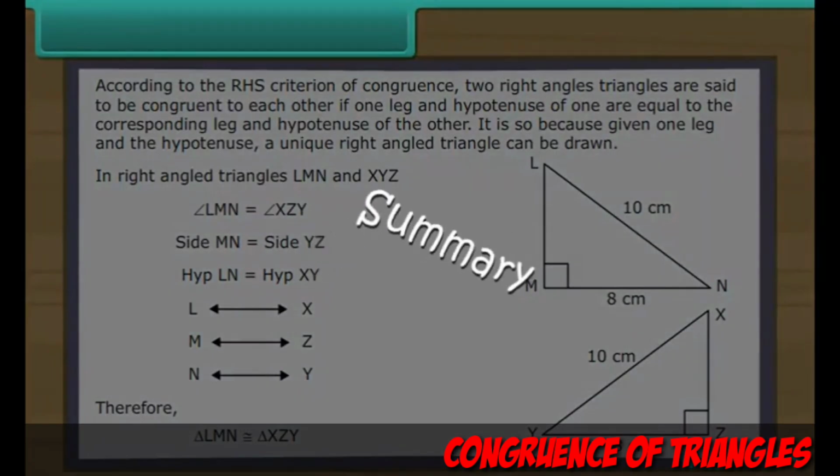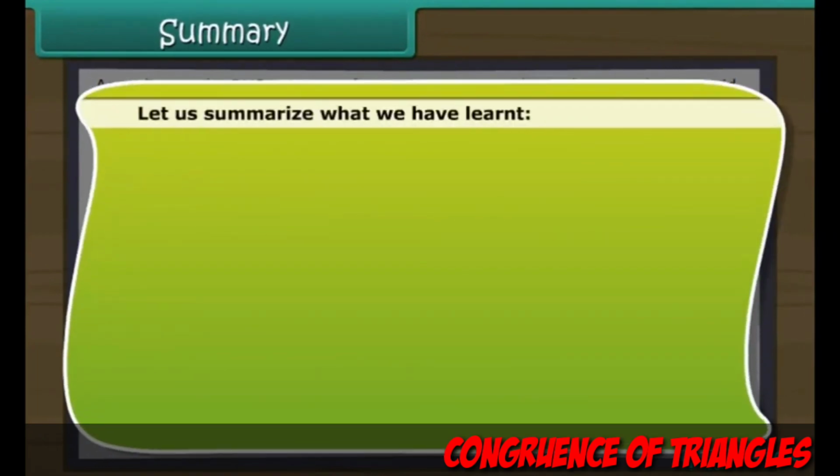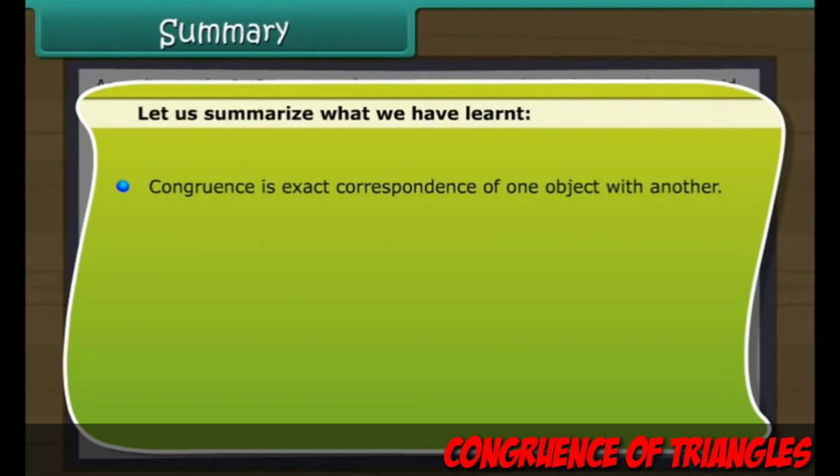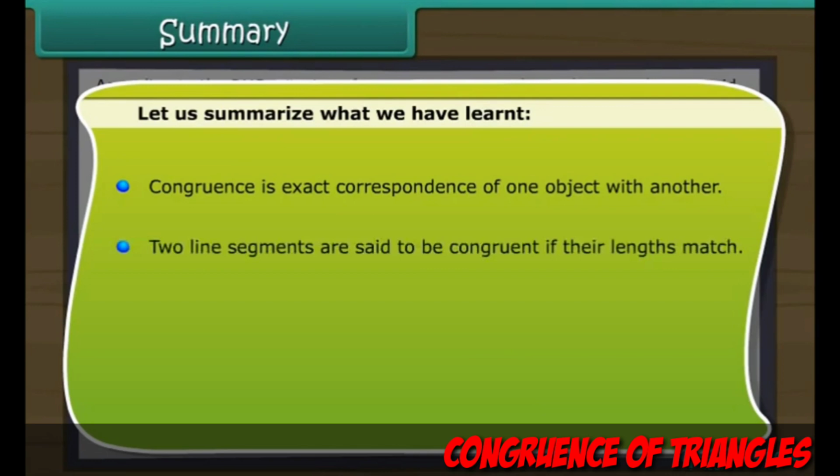Summary. Let us summarize what we have learned. Congruence is exact correspondence of one object with another. Two line segments are said to be congruent if their lengths match. Two angles are said to be congruent if their measures match.